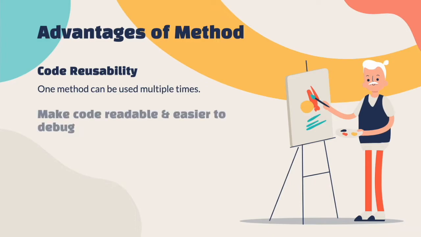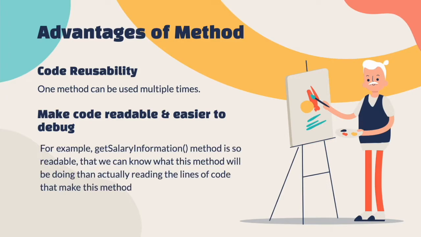So the second advantage of method is that it makes our code readable and easier to debug. What does that mean? What does debug mean? So debug means we can identify and remove errors. So we can easily look at the method codes and identify the error instead of going through line by line of codes, which is easier. For example, get salary information method is so readable that we can know what this method will be doing than actually reading the lines of code that make this method.